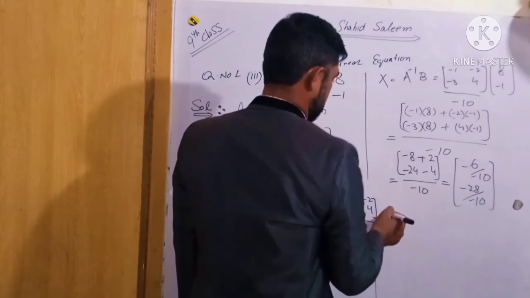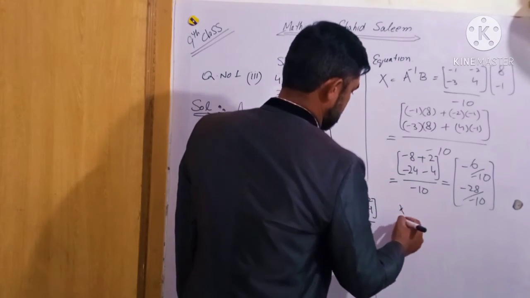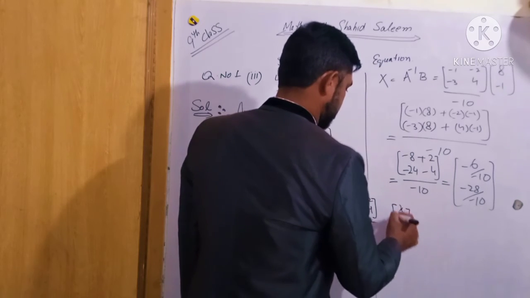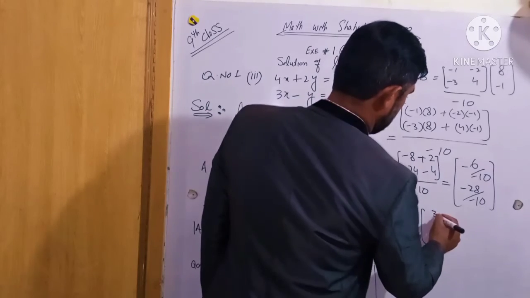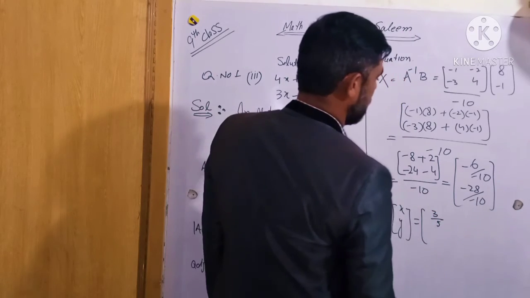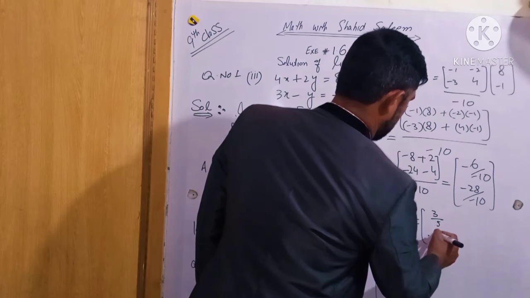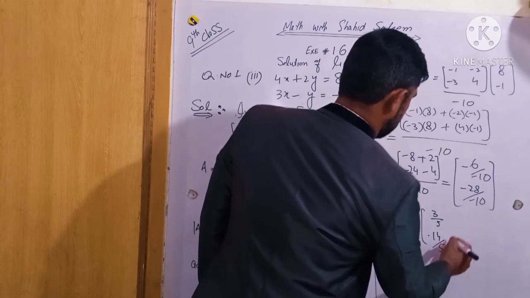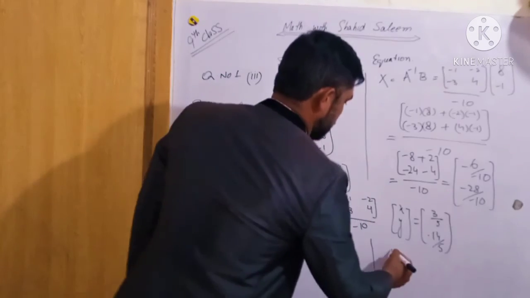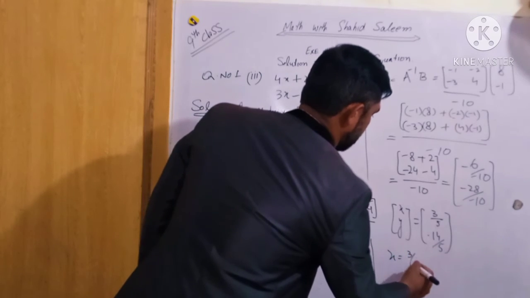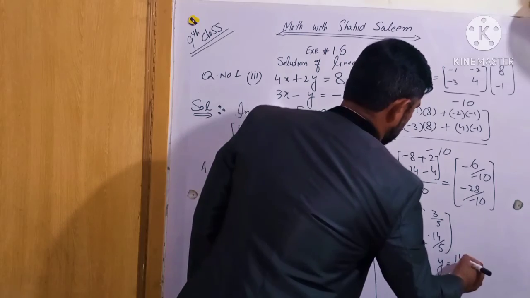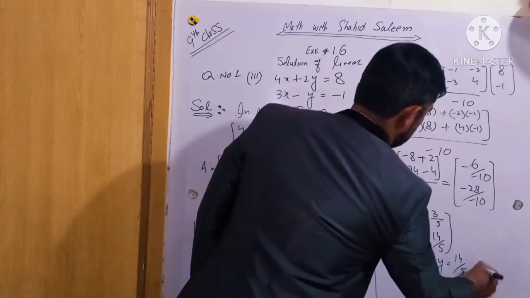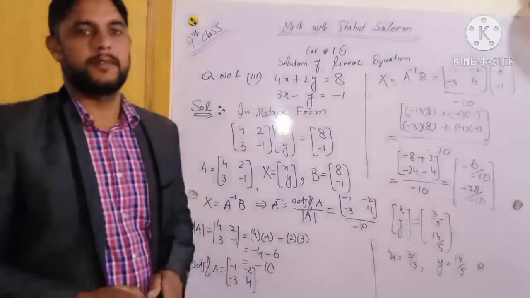Here X equal to [x; y], 3 by 5 and 14 by 5. X equal to 3 by 5 and y equal to 14 by 5, which is the required answer of this question.